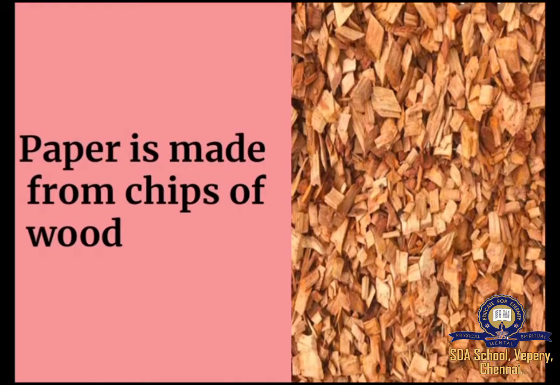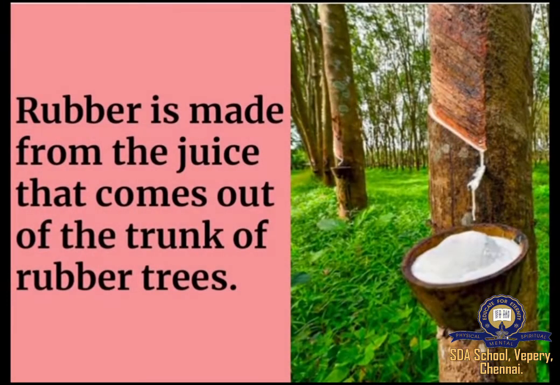So all these small pieces of wood are soaked, then ground, then made into a paste, then it is dried and prepared as paper. We are getting paper like this only. So paper is made from chips of wood, which means wood chips. Okay, children. Next, rubber.